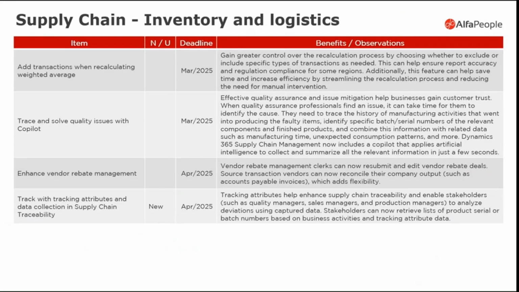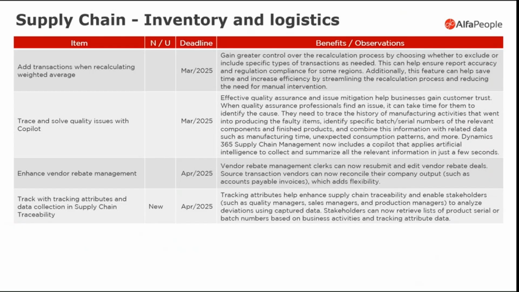We have the next one here, enhance vendor rebate management. So this update might seem minor at first, but it actually gives vendor rebate clerks more flexibility than ever before. So now instead of having to void and recreate a rebate deal when something changes, they can simply edit and resubmit it again. And on the vendor side, the ability to reconcile rebate data with AP invoices directly makes it easier to align both sides of the transaction. So it's a small but very practical improvement that should streamline rebate workflows and reduce back and forth.